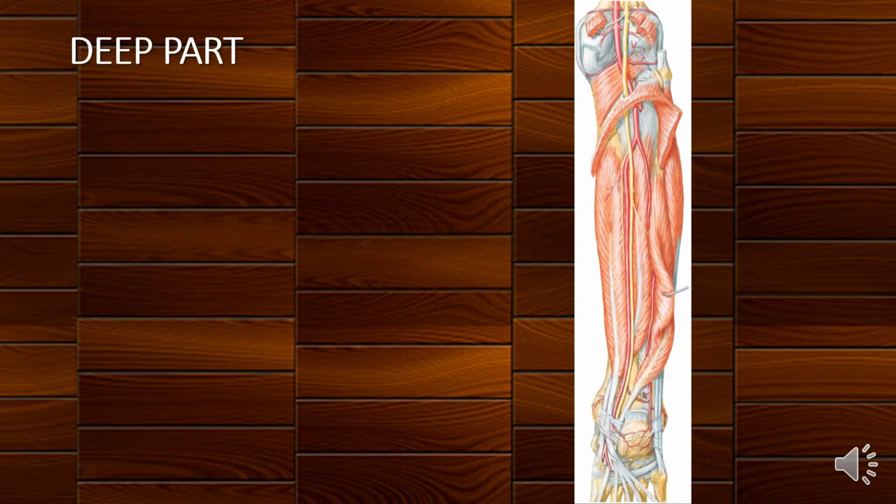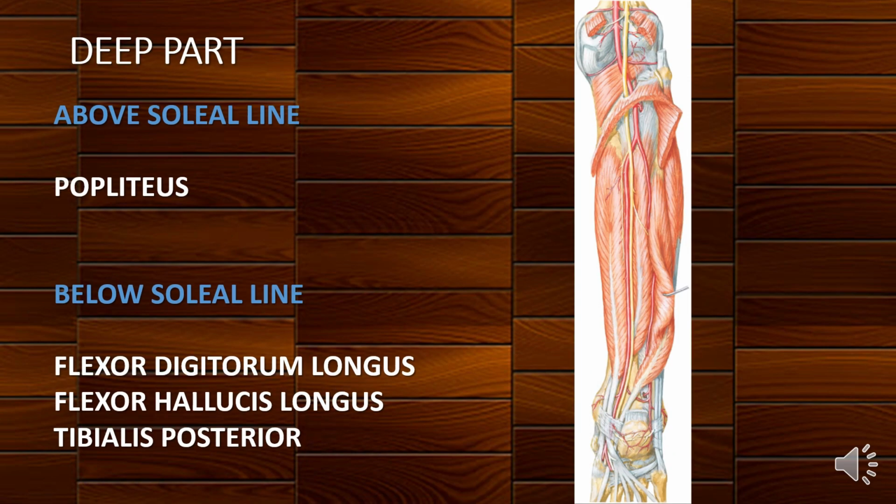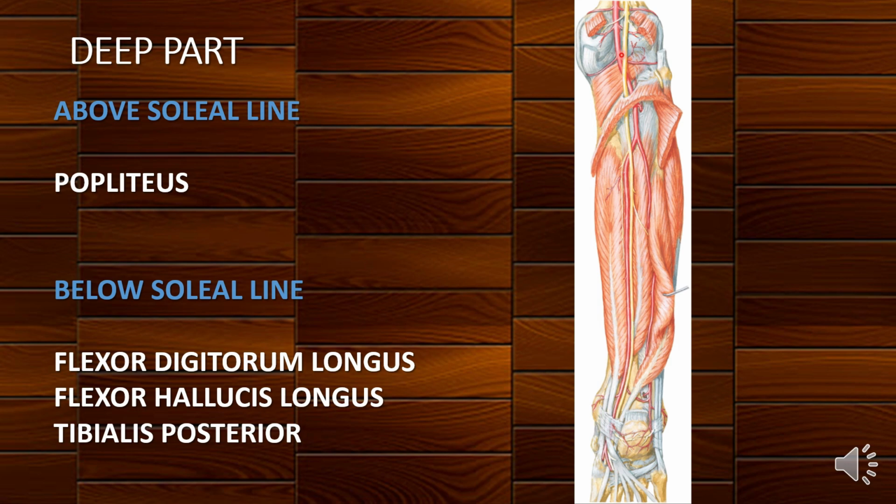Now coming to the deep part. In the deep part there are 4 muscles, that is, 1 muscle above the soleal line and 3 muscles below the soleal line. This is the soleal line of tibia, and above the soleal line you can see this muscle, that is the popliteus. It is actually the insertion of popliteus. You have already seen popliteus forming the floor of popliteal fossa. And below the soleal line there are 3 muscles: flexor digitorum longus, flexor hallucis longus, and tibialis posterior.